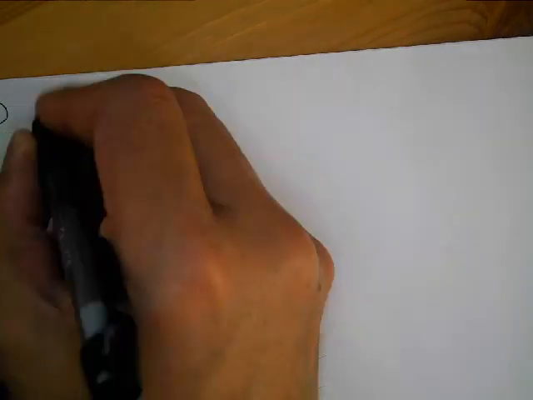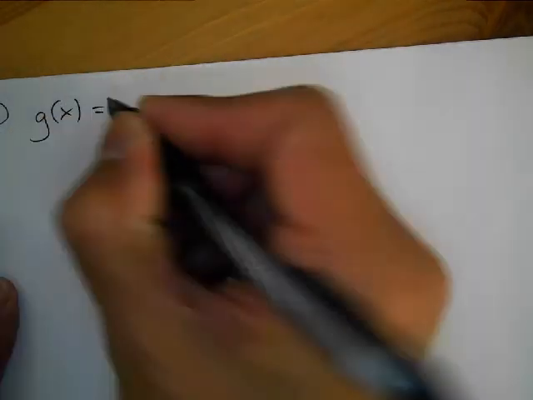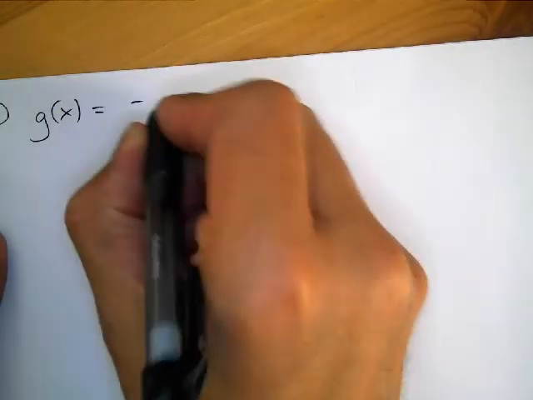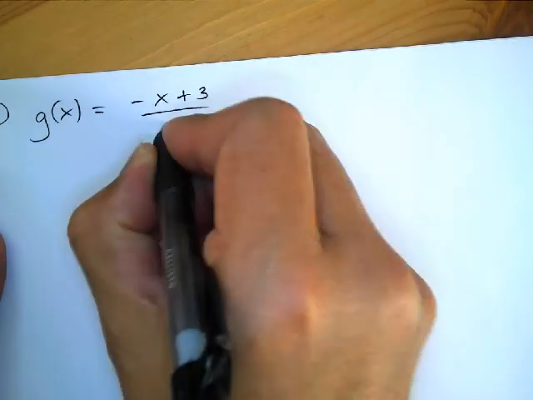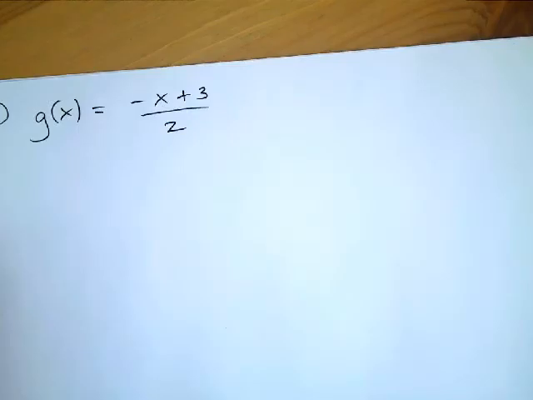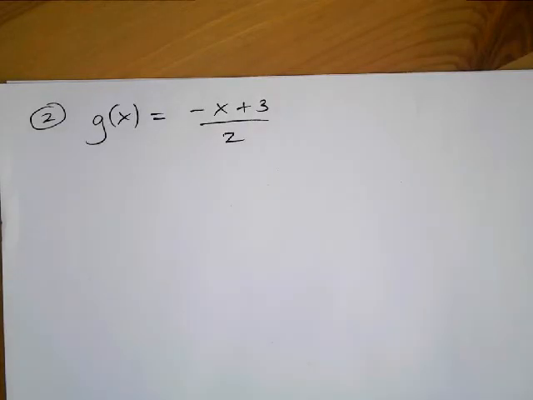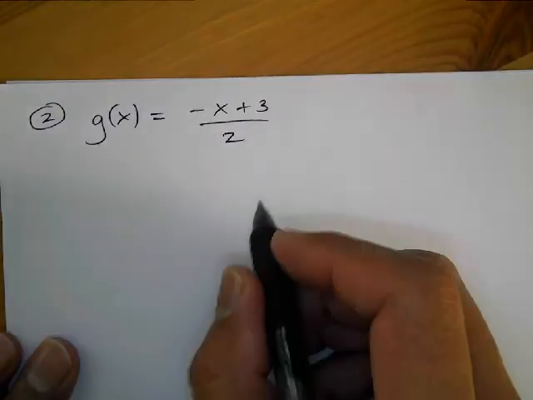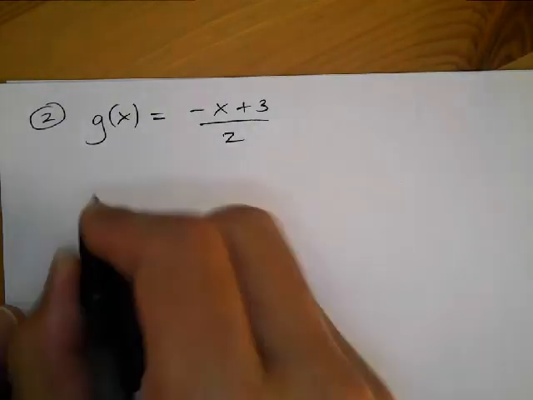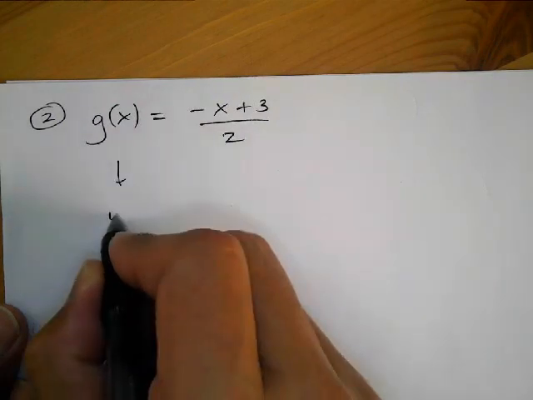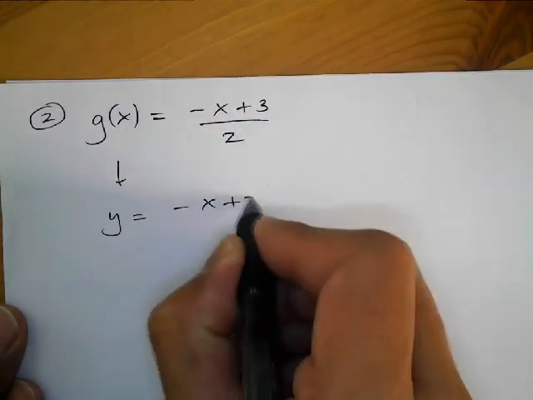Okay, let's do another one. Number 2. And we'll go a lot quicker, because hopefully you understand what you need to do. All right, here we go. G of x is equal to negative x plus 3 over 2. And keep following because the examples are going to get a little bit more challenging, a lot more challenging. Okay, so what's step 1?